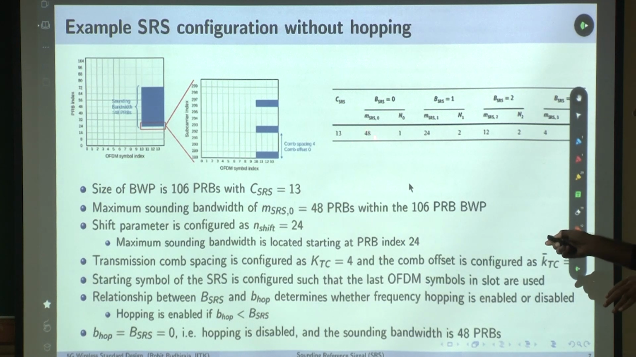Because maximum bandwidth is 48, right? And I have chosen B SRS as 0, and I am setting B hop also as 0. What will happen? The whole of this bandwidth will get sounded out in only 1 hop. Because if B hop is set to 0, the actual sounding bandwidth will be 48 PRBs, and this is the maximum PRB, right?